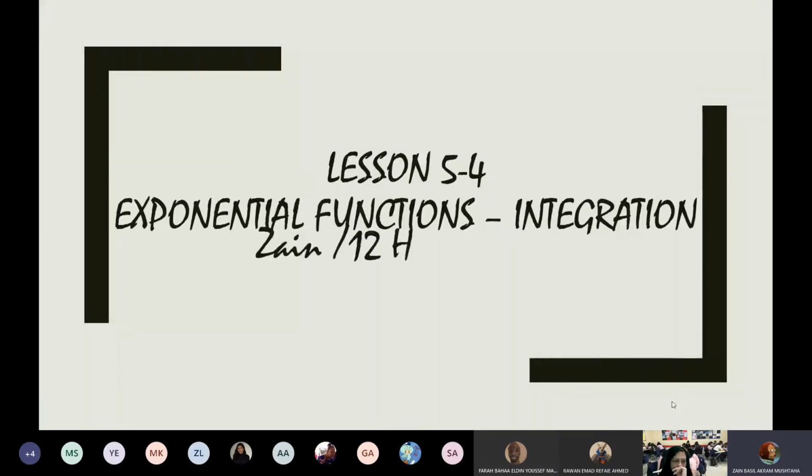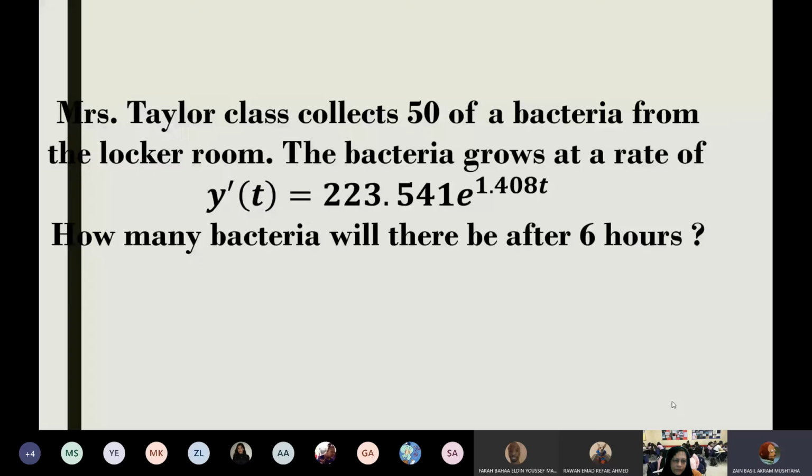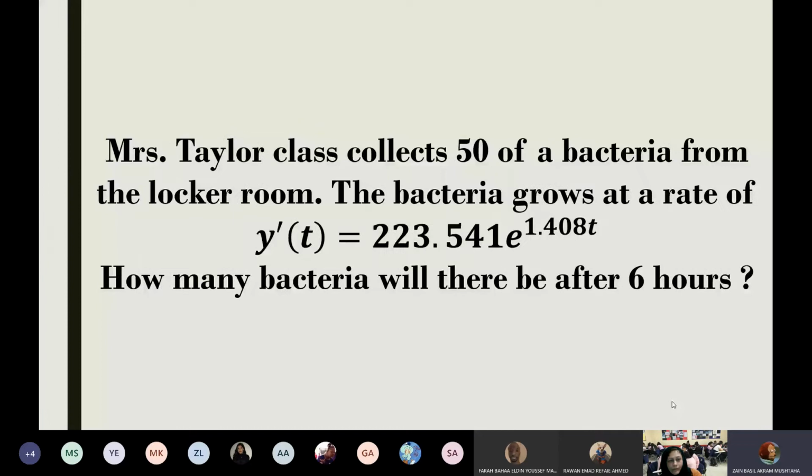Okay, so today this question is talking about how to apply the exponential function integration in real life application questions. So here's the question. Mrs. Styler's class collects 50 bacteria from the locker room. The bacteria grows at a rate of y prime of t is equal to 223.541 e to the power of 1.408t. How many will be there after 6 hours?